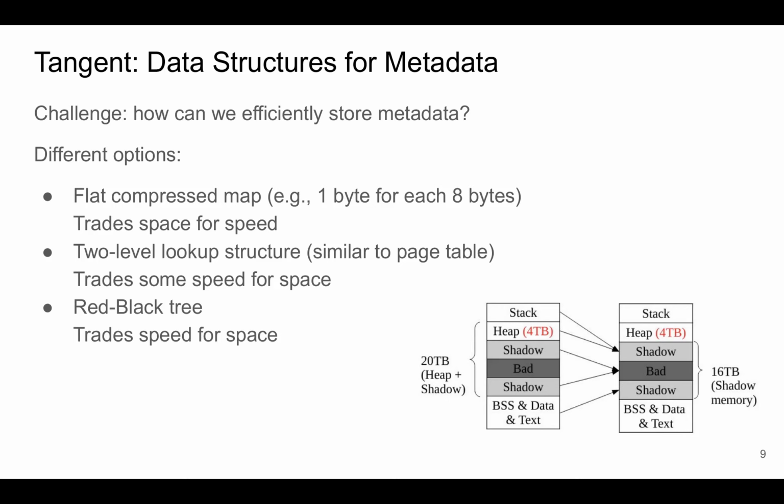What ASan actually does is it allocates like a 20 terabyte memory area, 4 terabytes for the heap, and then 16 terabytes of shadow memory in a 256 terabyte address space. How is this even possible, right?